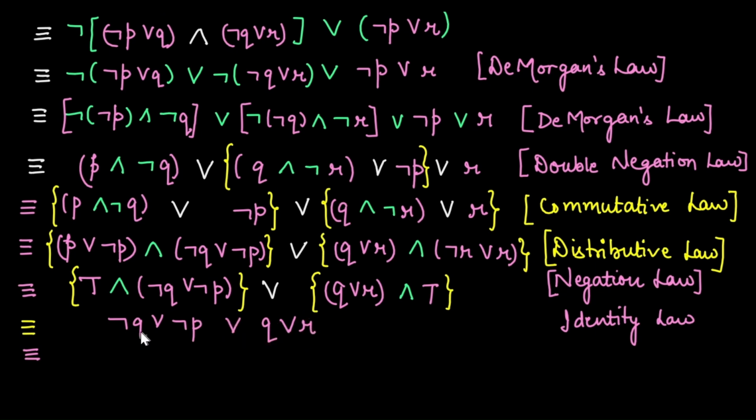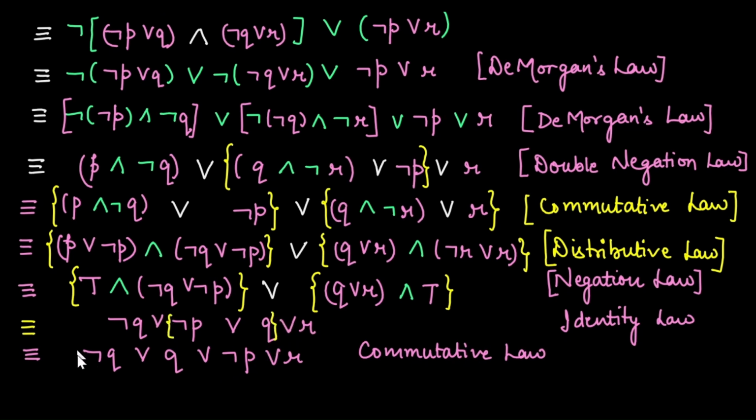Again we will club the like terms. So we can write negation Q or negation P or R because the operators are same. So here we have used commutative law over these two statements. Now we can club the first two. So this is logically equivalent to what? Negation Q or Q, that statement is always true, or negation P or R as it is. So here we have used what? That is negation law.